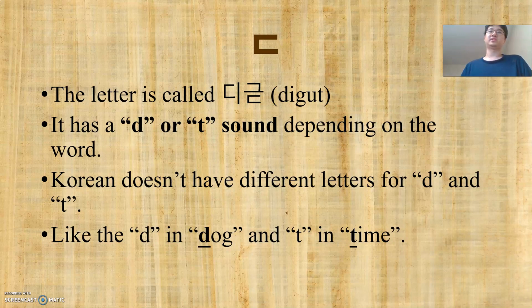The next letter that I want to talk about is called the Tigut. This letter has a D or a T sound, depending on the word. Again, Korean doesn't have different letters for the D and T sound, and you have to know when it has a D sound or a T sound. It can be pronounced like the D in the English word dog, or the T in the English word time. It's not complicated, except that you have to know when it has a D sound or a T sound.